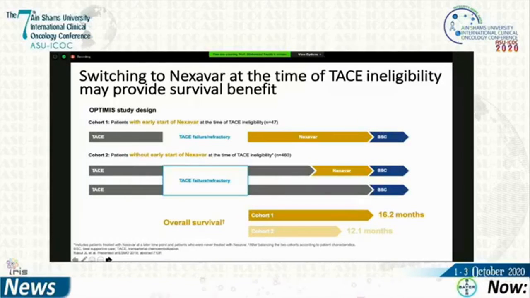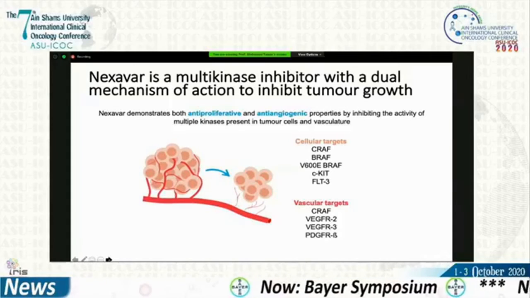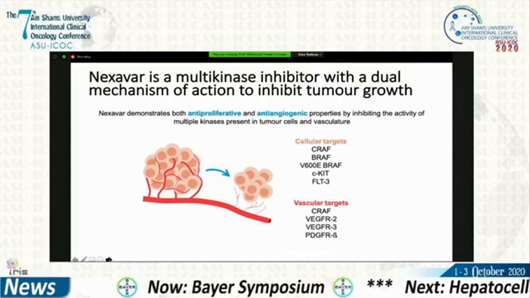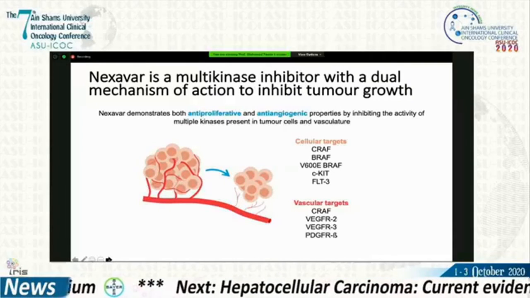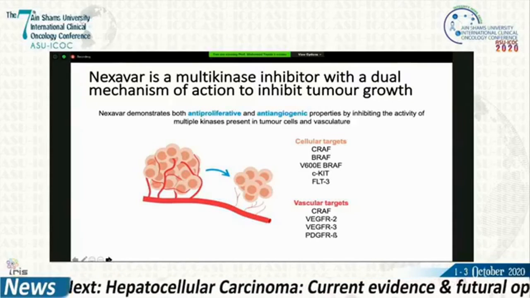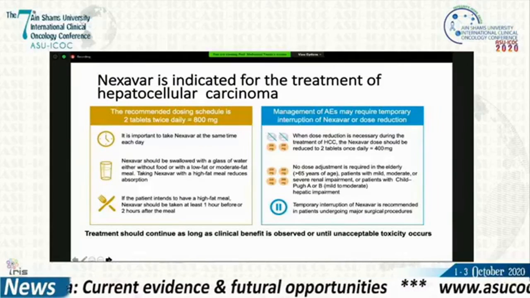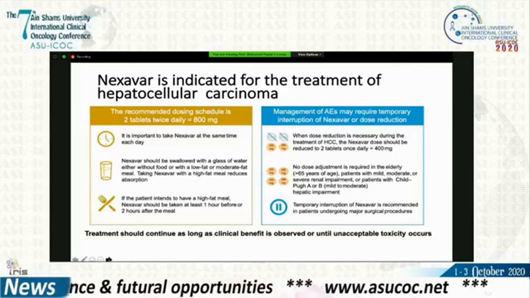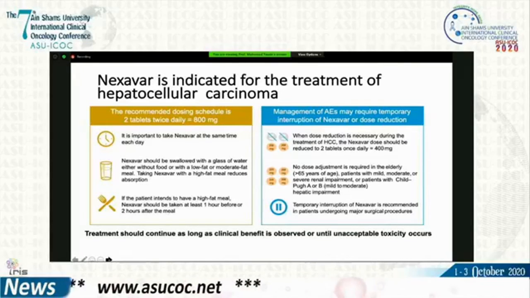liver becomes decompensated. Nexavar is a multi-kinase inhibitor with a dual mechanism of action to inhibit tumor growth. Nexavar, or sorafenib, demonstrates both anti-proliferative and anti-angiogenic properties by inhibiting the activity of multiple kinases present in tumor cells and vasculature. The Nexavar daily dose is 400 milligrams twice daily and should be swallowed with a glass of water, either with food or with a low-fat or moderate-fat meal.